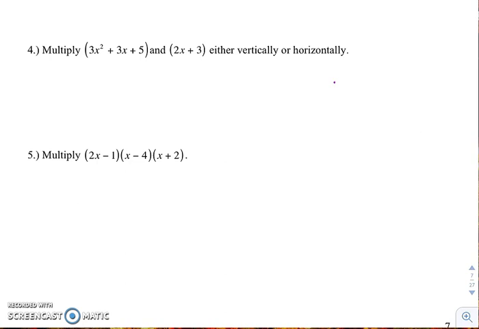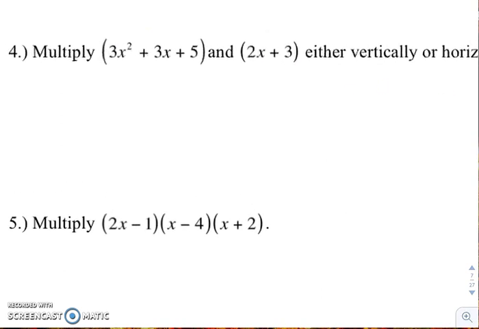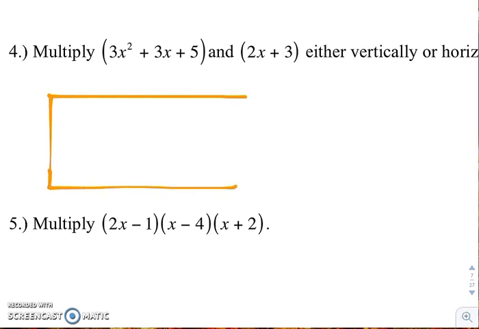So if you're doing it that way, you would have to take all three of those first terms, so the 3x squared times both, and then the 3x times both, and the 5 times both. So what will happen if you have a 3 and a 2-term polynomial, you should end up with 6 terms you're trying to combine. A lot of you, though, I know, like to use the generic rectangle, which is also fine. So if you do the generic rectangle, instead of just the regular 2 by 2 that you're used to, it would just be 2 by 3.